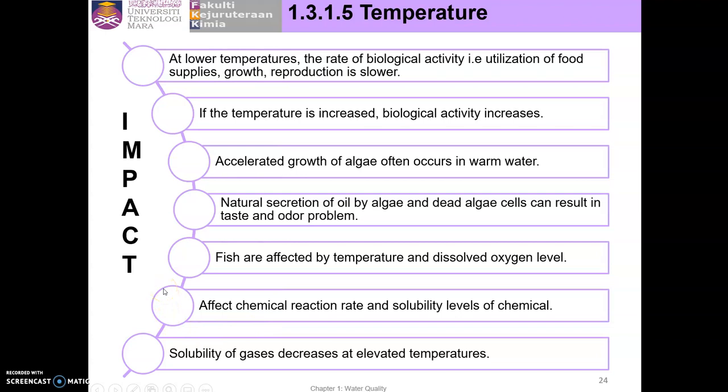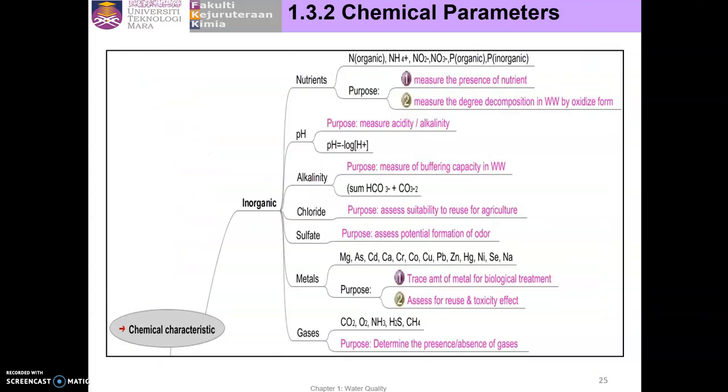So the impact of changes in temperature: at lower temperature, the rate of biological activity is slower. And if the temperature is increased, biological activity increases. The impact is also accelerated growth of algae, and natural secretion of oil can result in taste and odor problems because of the temperature. Fish are also affected by temperature. And the solubility of gases will decrease at elevated temperature. That is the impact of temperature.